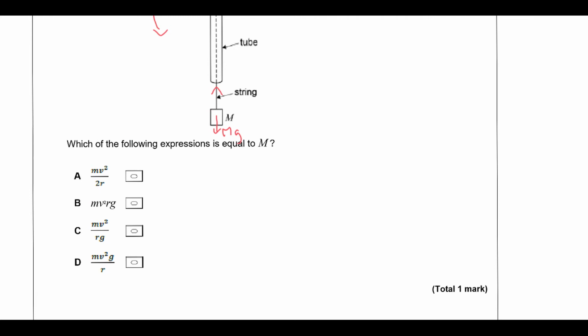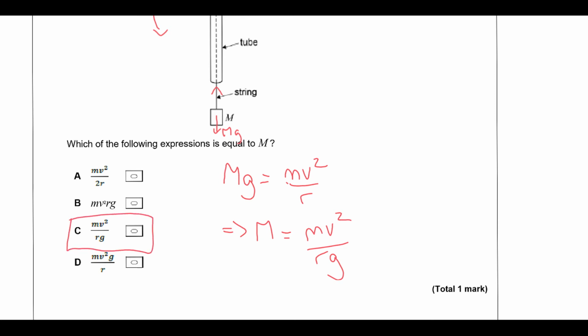So what's going to be equal to m? If it's in circular motion, we've got this relationship here. The tension, and therefore this weight force big Mg, is causing the centripetal force, and that's why we can get this expression. We want to calculate just m, so it's going to be m = Mrg over v squared, which is option C there.